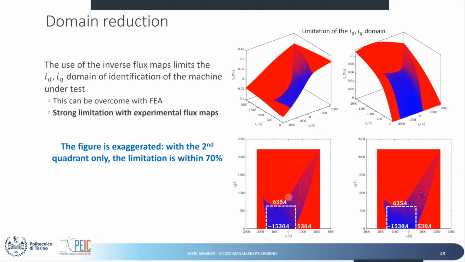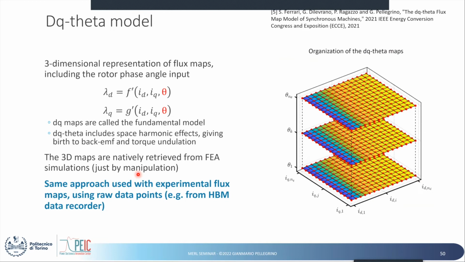But the problem is there. So we have to accept these if we want to be quick, or we use the VBR approach, we use the direct maps and doesn't have this problem. But it is slower in terms of computation.